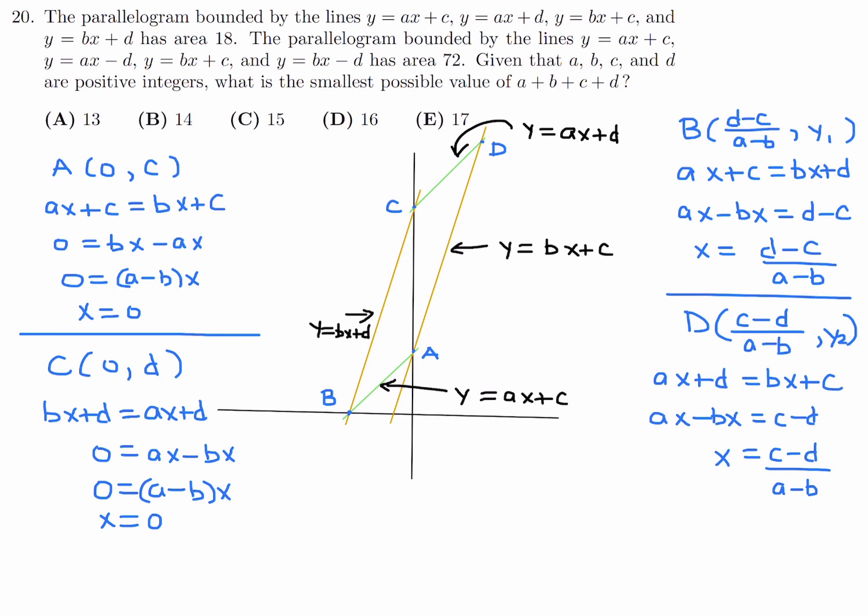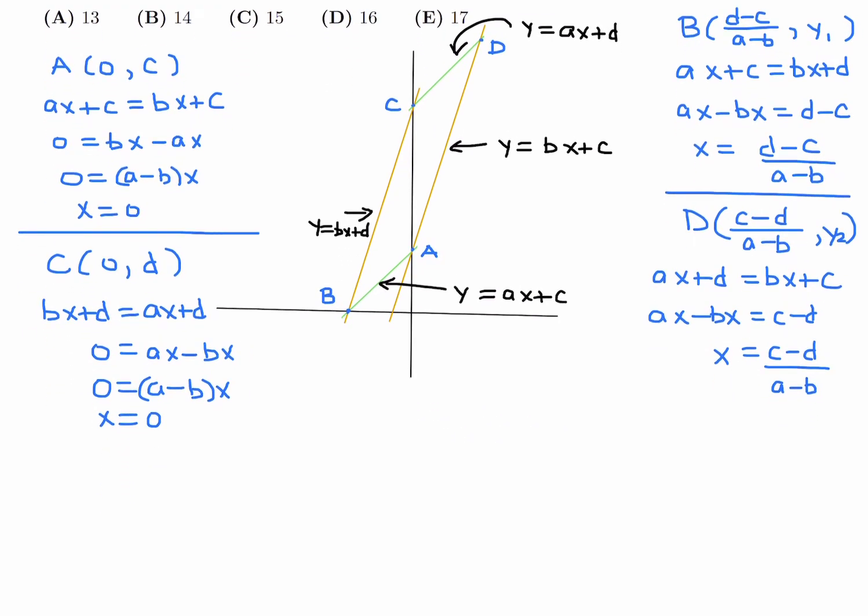So I've got all 4 points. Okay? So I've got all 4 points, so now I can concentrate on the area formula. Now the area, they have told me, is equal to 18. This area is 18.